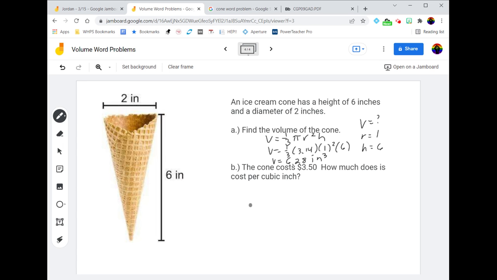To find the unit cost, we're going to do the cost divided by the volume. So $3.50 divided by 6.28 inches cubed gives us that it costs 56 cents per cubic inch. That tells us that ice cream is much more expensive per cubic inch than paint is, which I can understand because everybody loves ice cream.